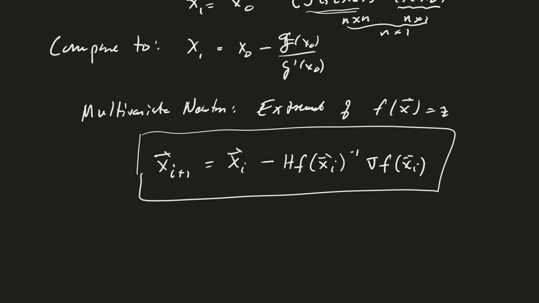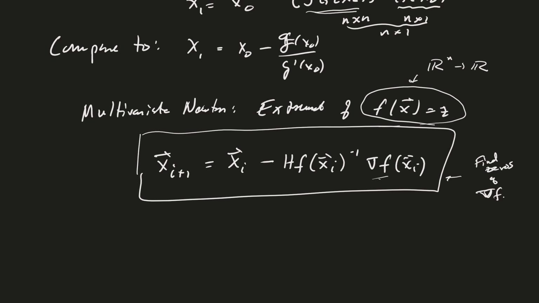Alright, so in the last video we stopped at the formula for the multivariate Newton's method. So in this case we're looking at z is equal to f of x, or y equals f of x, where f is mapping Rn to R. And then what this is actually doing is it's finding the zeros of the gradient of f, right? And so that's why you have the second derivatives appearing here.